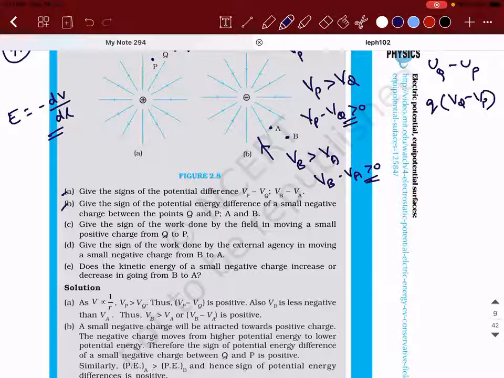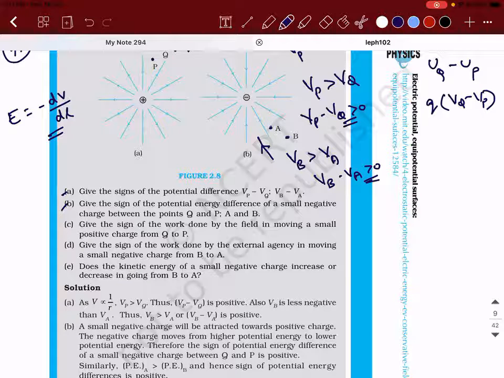So U is equal to Q into V. Is that right? Check your notes once. So U is equal to Q into V. So in both the cases, the same charge is moved between the points P and Q. Correct? So I need to make a small change in my expression.